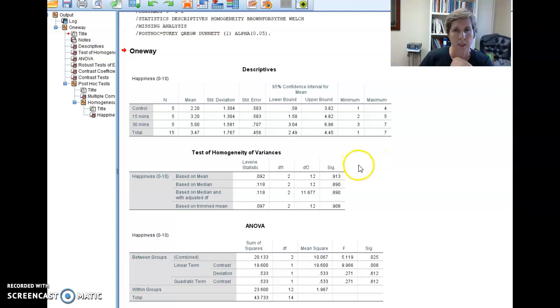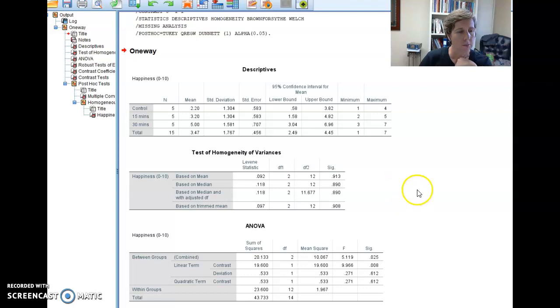Our test of homogeneity of variance, the one that you want to pay attention to here is this very first one, which is based on the mean, and we want this to be greater than 0.05, because then it's telling us the way the scores are spread is equal amongst the groups, which allows us to compare the means.